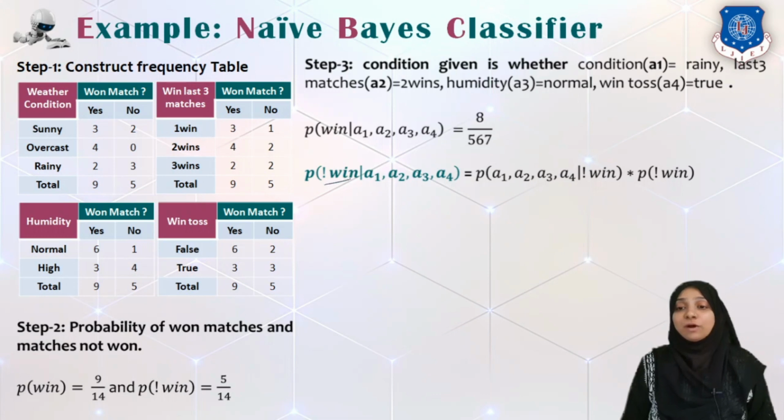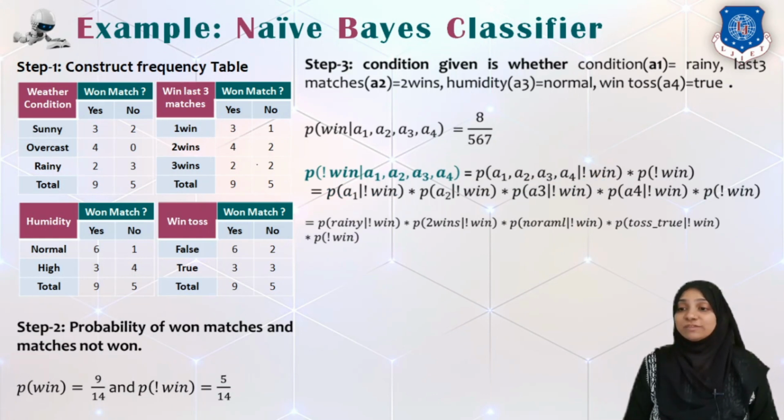So the probability of not winning a match with all these four possible values, with the help of the Naive Bayes classifier, is the probability of A1, A2, A3, A4 given that we have not won the match, into the probability of not winning the match. Likewise, I have to separate out all these values: probability of A1 given not winning the match, probability of A2 given not winning the match, probability of A3 given not winning the match, and probability of A4 given not winning the match, into the probability of not winning.